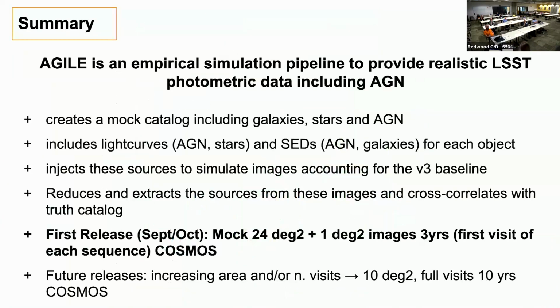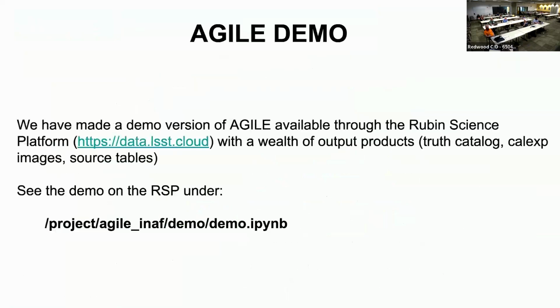This is a list of features that we have in AGILE at the moment. The most important thing is that we're aiming for a first release somewhere in September, October, by releasing a 24 square degree mock catalog, and then plenty more simulated visits in the COSMOS field. So we're aiming for a 1 square degree field in COSMOS, and probably the first 3 years worth of visits in COSMOS.